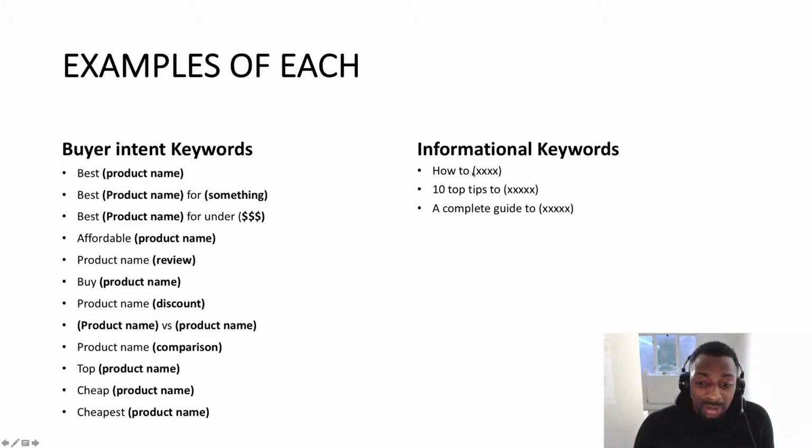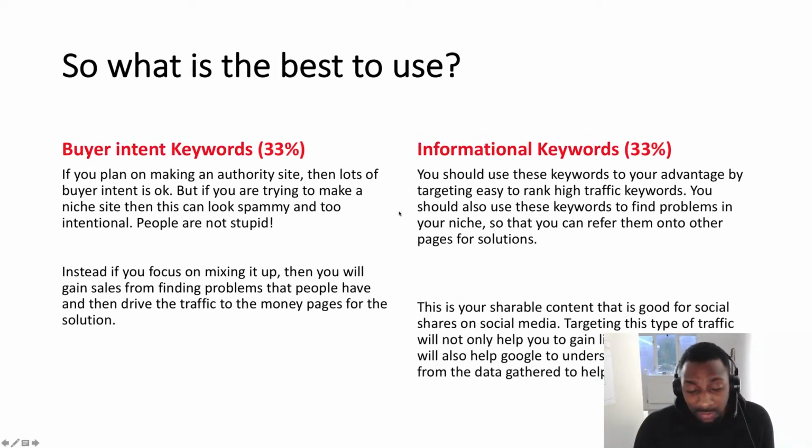They're usually like how-to keywords, 10 tips to XYZ, or a complete guide to XYZ, or it could be 5 tips or top 10 tips, and all these different types of keywords is what represents informational. And like I said, anything that isn't buyer intent is usually just informational. Okay, so what is the best to use? You might be asking yourself that question.